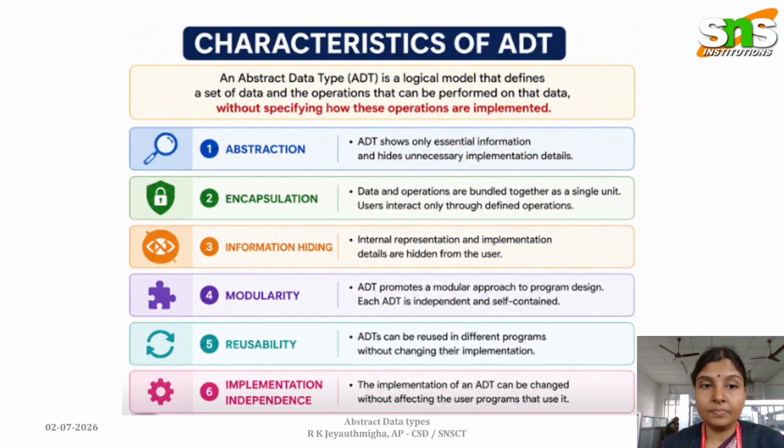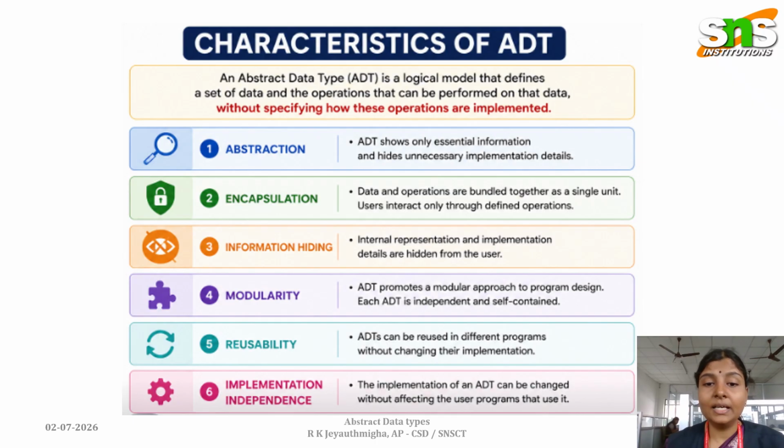Characteristics of ADT. An ADT is a logical model that defines a set of data and the operations that can be performed on the data without specifying how these operations are implemented. Abstraction. ADT shows only essential information and hides unnecessary implementation details. Encapsulation. Data and operations are bundled together as a single unit. Users interact only through defined operations.